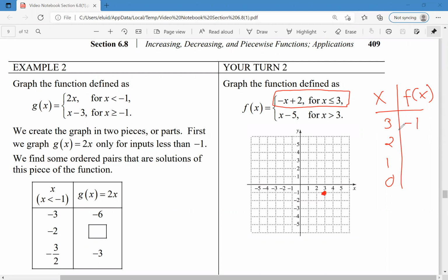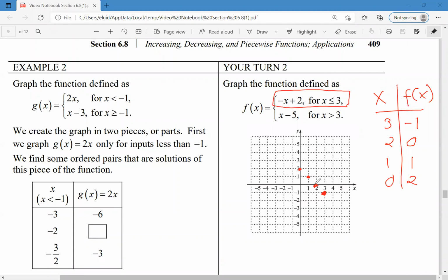Okay, what else? Let's plug in 2. -2 plus 2 would be 0, so 2, 0. -1 plus 2 would be 1, so 1, 1. -0 plus 2 would just be 2, so 0, 2. And this would continue. So I hope what you're starting to see is this is a line segment.